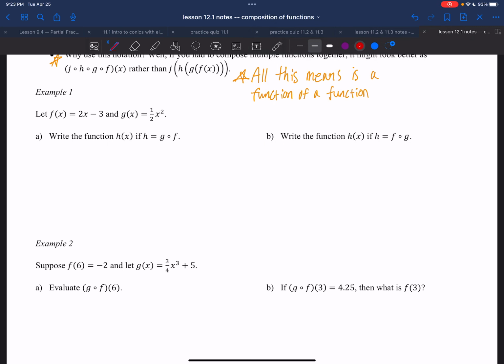Okay, so let's do some examples, all right? Let's compose some functions. So example 1, let f of x equal 2x minus 3 and g of x equal 1/2 x squared. So we want to write the function h of x, where h is defined to be the composition of g and f, yeah? So here's a quick thing to remember, okay? Because it's very important you understand what the input of a function means, right? So when you say g composed with f of x, all that means is g of f of x.